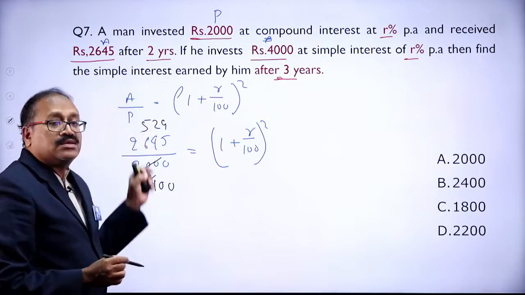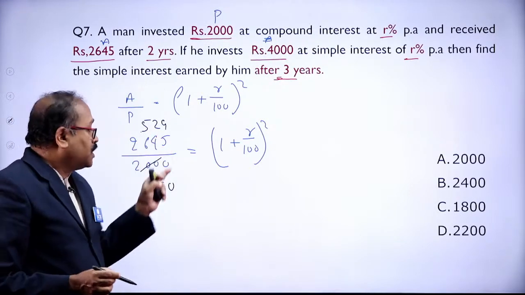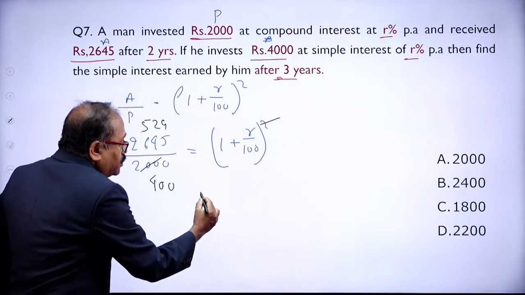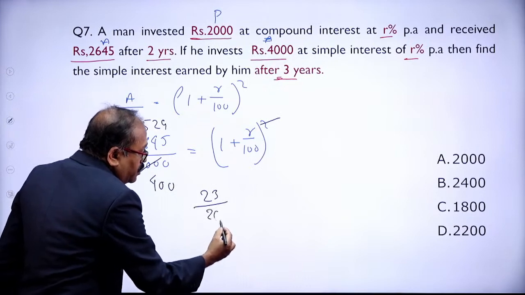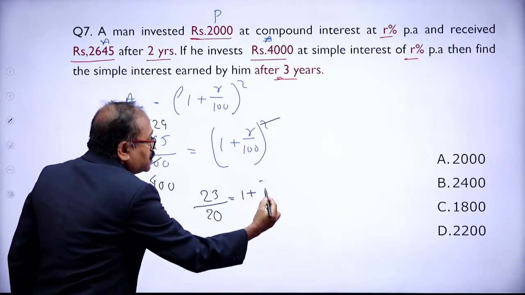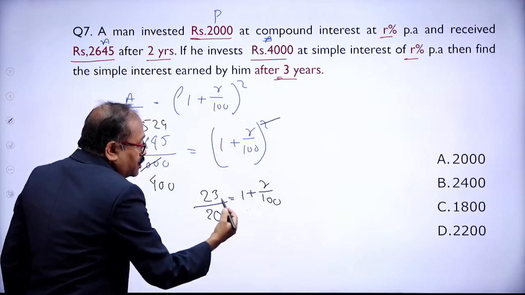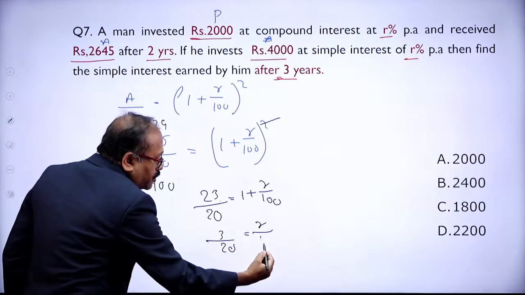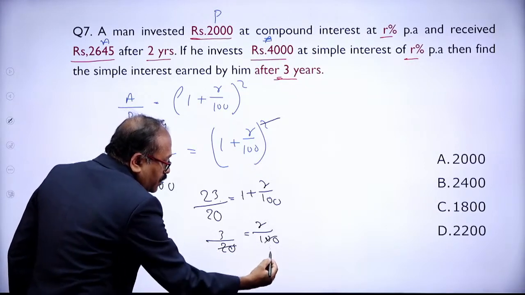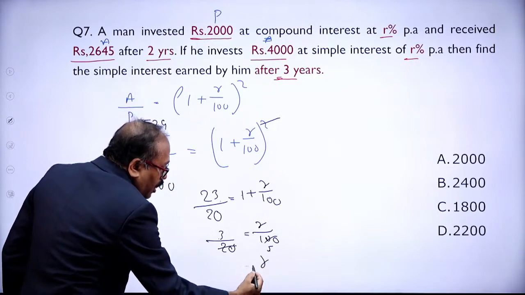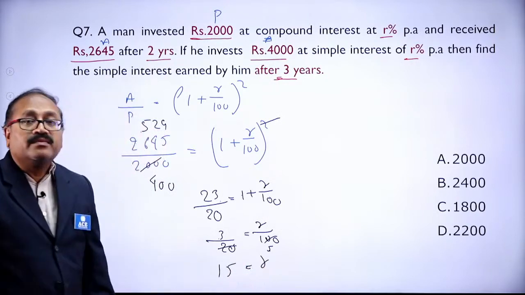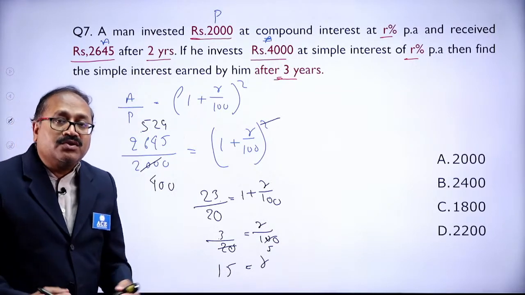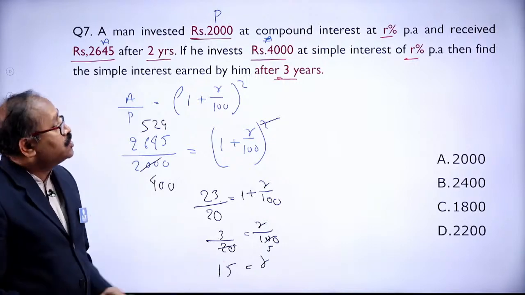Did you notice that this is 23 square and this is 20 square? So if I cancel this square over here, I get 23 by 20, which is equal to 1 plus R by 100. So take the 1 over here, you are getting 3 by 20 is equal to R by 100. Then what is this? 25 times 5 into 3, 15. R is equal to 15. So you are expected to know this approach. And once you know this, my friends, then R is equal to 15.